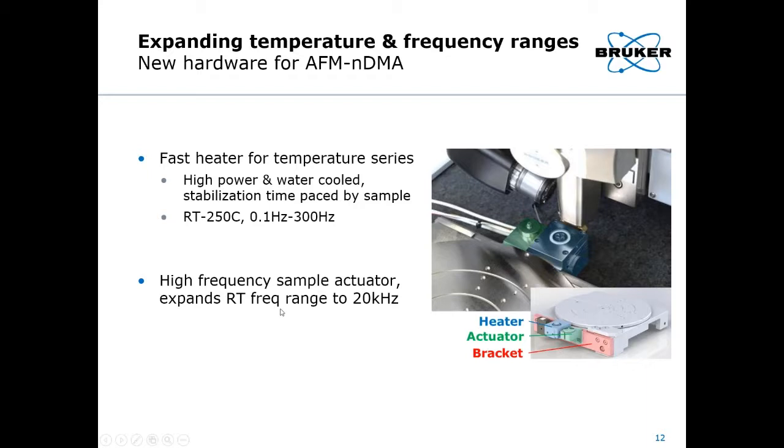When higher frequencies are needed, we can use a high frequency actuator here in green, which can extend the range of the spectra from 300 hertz up to about 20 kilohertz at room temperature. And that gives you about 5 orders of magnitude in frequency without needing to change the temperature.